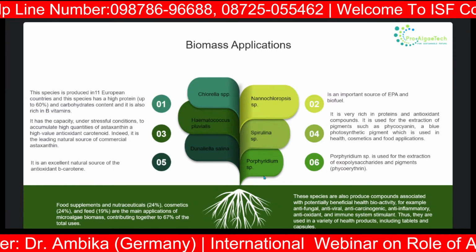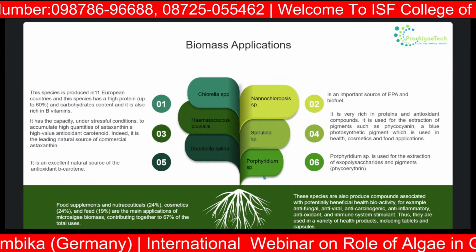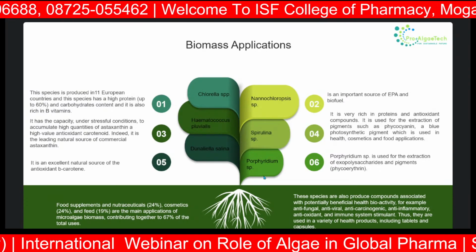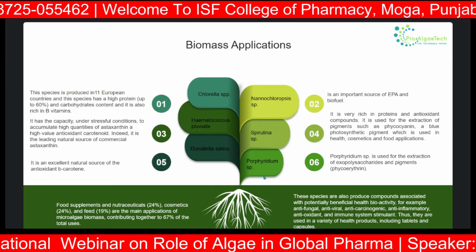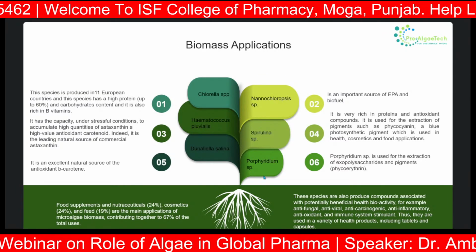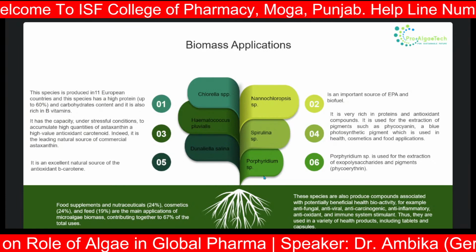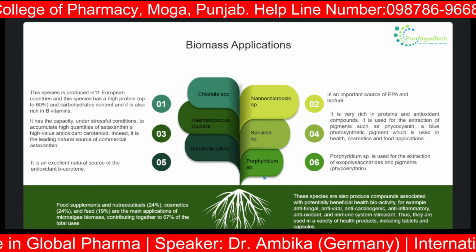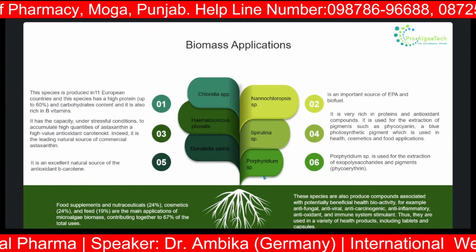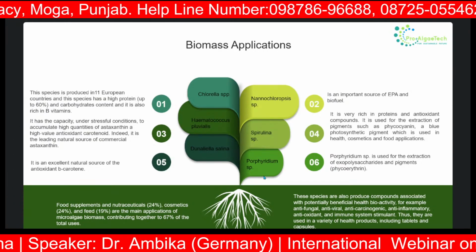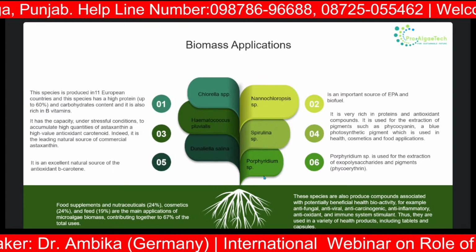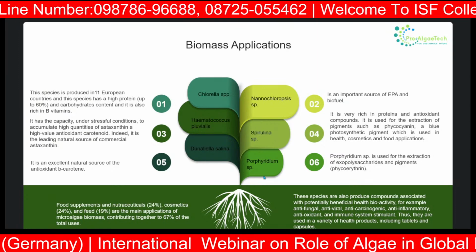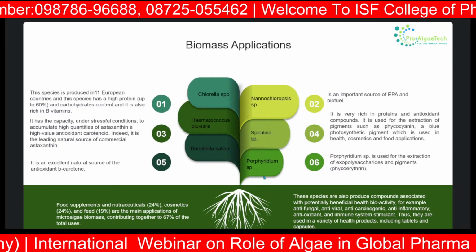Porphyridium species is used for the extraction of exopolysaccharides and pigments. We can call it phycoerythrin. So these species also produce compounds associated with potentially beneficial health bioactivities, for example, antifungal, antiviral, anti-carcinogenic, anti-inflammatory, antioxidant, and immune system stimulant. Thus, they are used in a variety of health products, including tablets and capsules.